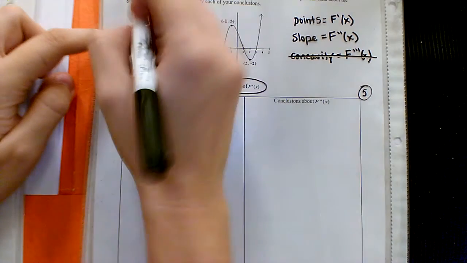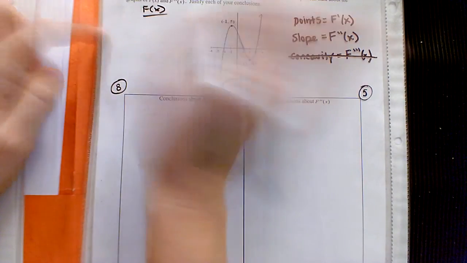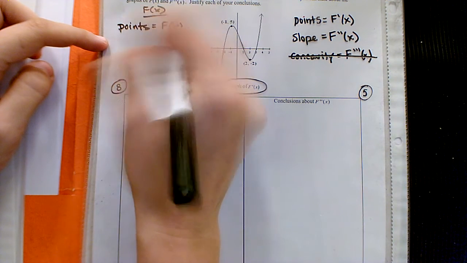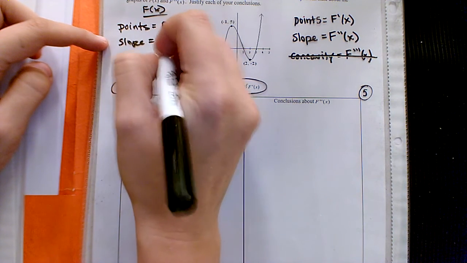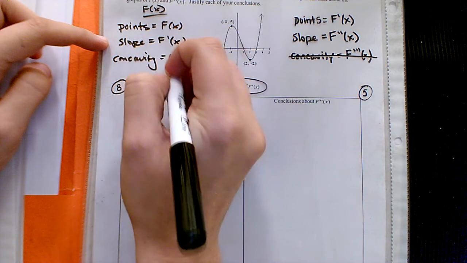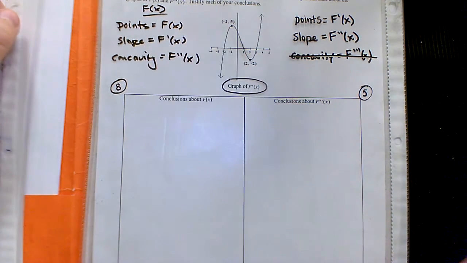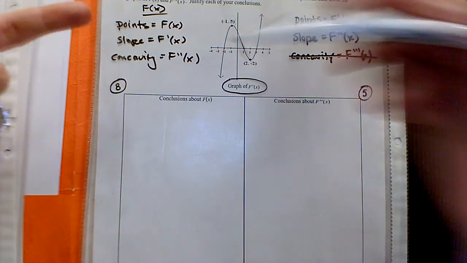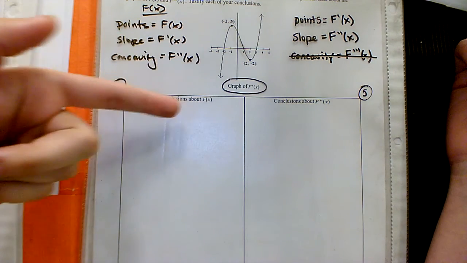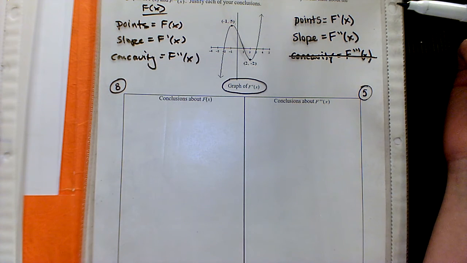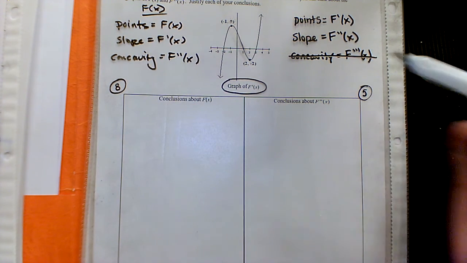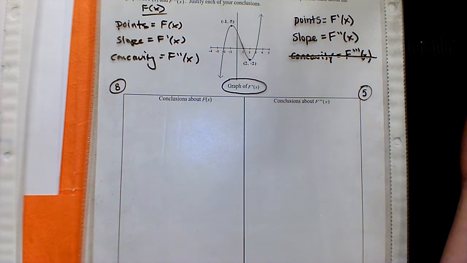Let's assume the graph was f of x. The points would represent f of x. The slope would represent the first derivative. And the concavity represents the second derivative. We're doing the same connection, but applied to a different graph. So everything just moves up a derivative, if you will. Let's see what we can figure out about f. We have 8 things that we want to discover. Where do we want to start?